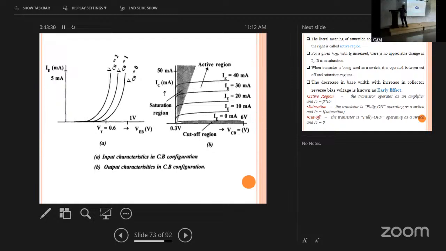Okay, you take a 5 minute break. We'll continue with common collector and common emitter. Only this diagram and the characteristics you have to explain. Okay, we'll take a 5 minute break.